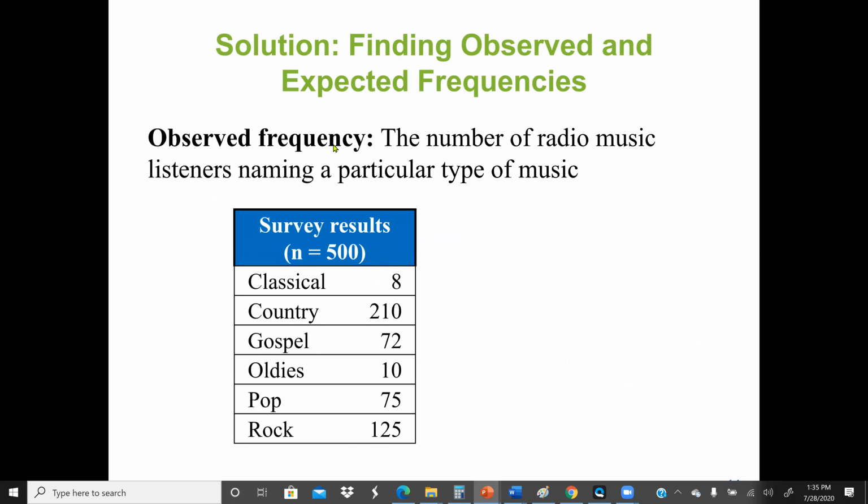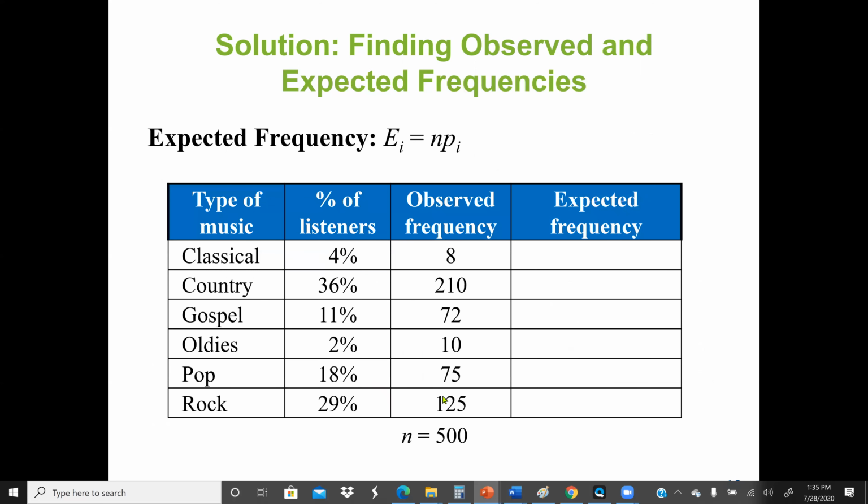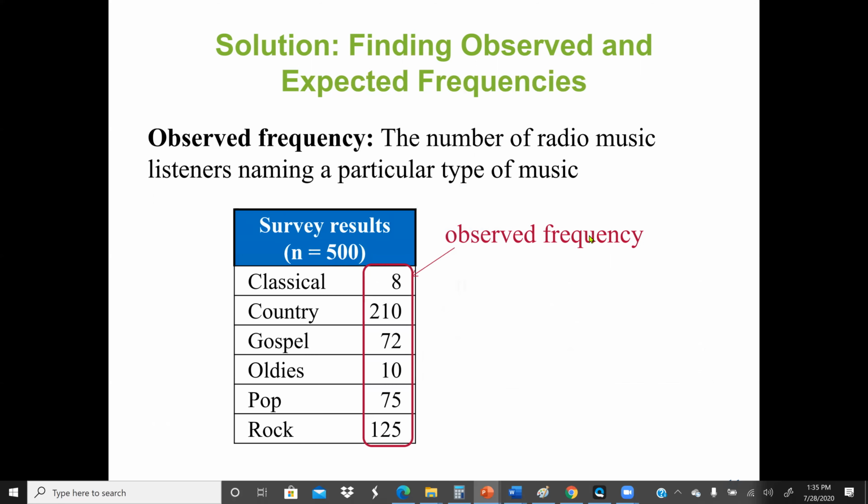So the observed frequency, we say, is the number of radio music listeners naming a particular type of music. Again, this is our data set. The survey result is based on a sample size of, again, 500. So this is our observed frequency.